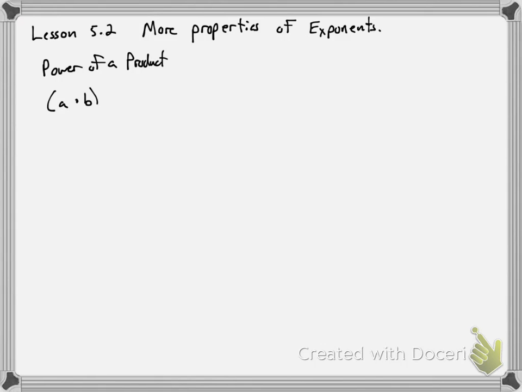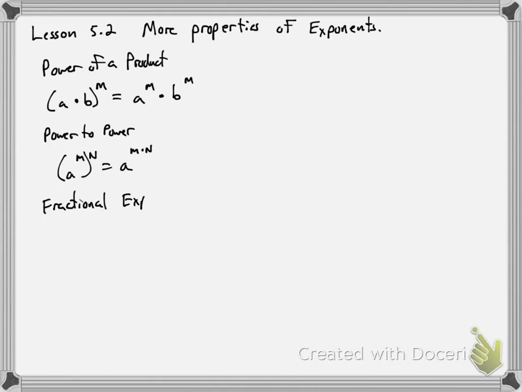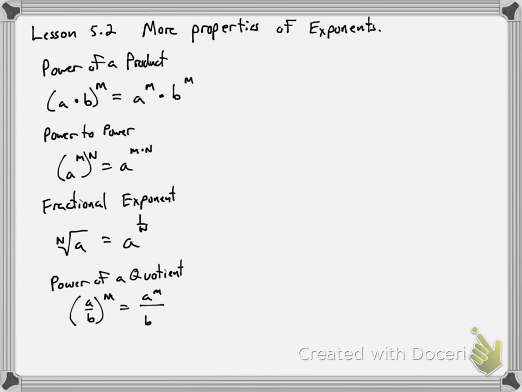Alright, so here's the start of lesson 5.2. We have more properties of exponents. Let's run through these real quick. We got a power of a product, power to a power, a fractional exponent. Okay, those are the rational exponents. And power of a quotient. See how we can distribute that power.